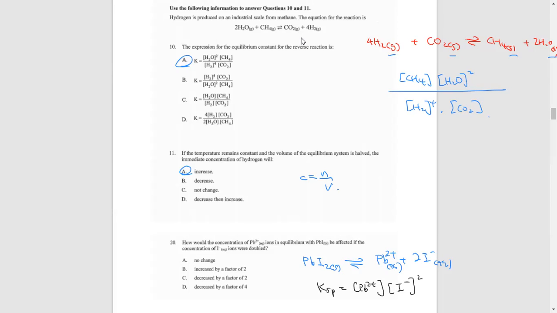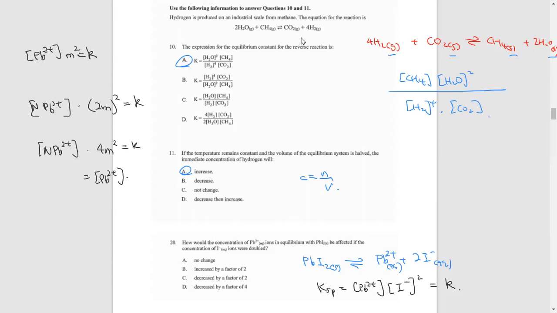So if this equals some number, call it K, and we'll call this, let's say, M. So you've got lead times the original number of iodide ions, we'll call it M, squared, equals K. And now we're doubling the I. That means your new lead concentration times doubling the M, all squared, equals K. So your new lead concentration times 4M squared equals K, which is the same, of course, as your old lead concentration times M squared.